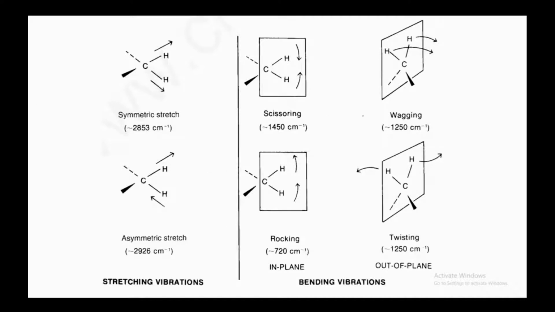I stopped the screen for you to understand these. The symmetric stretch for CH2 occurs at approximately 2853 per centimeter. Scissoring for CH2 occurs at approximately 1450 per centimeter. Wagging occurs at approximately 1250 per centimeter. And there is an asymmetric stretch, which in this case appears at about 2926 per centimeter.